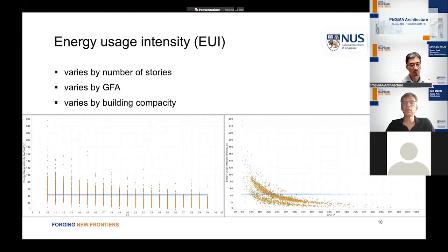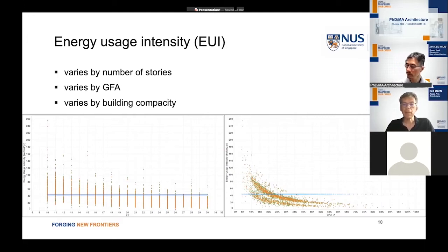And the first one is the number of stories. The higher the building, the lower actually the energy use intensity. So obviously the building itself may use more energy, but per square meter, the energy use is lower for higher buildings. And that is usually the case because at a higher level, natural ventilation can be used more easily. There is more wind available than at the lower levels.